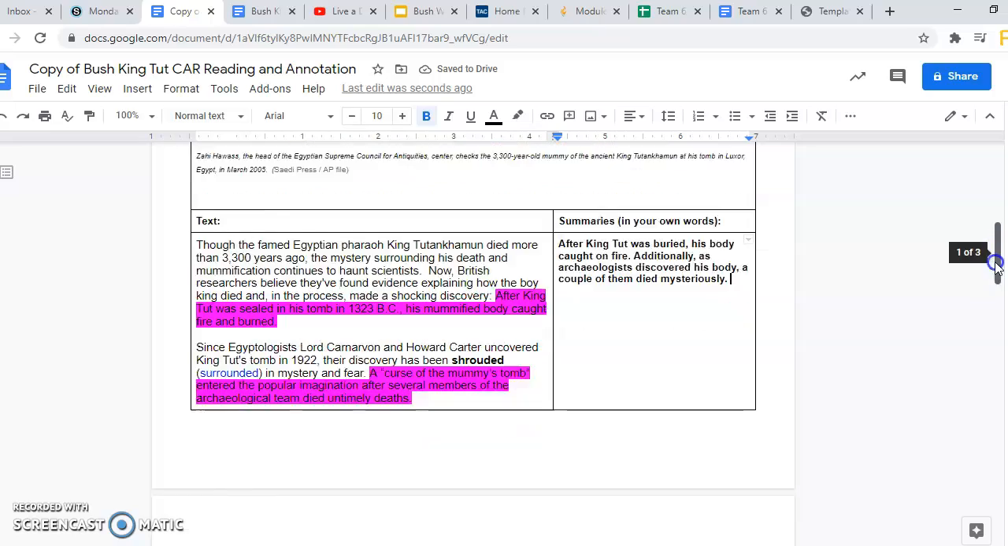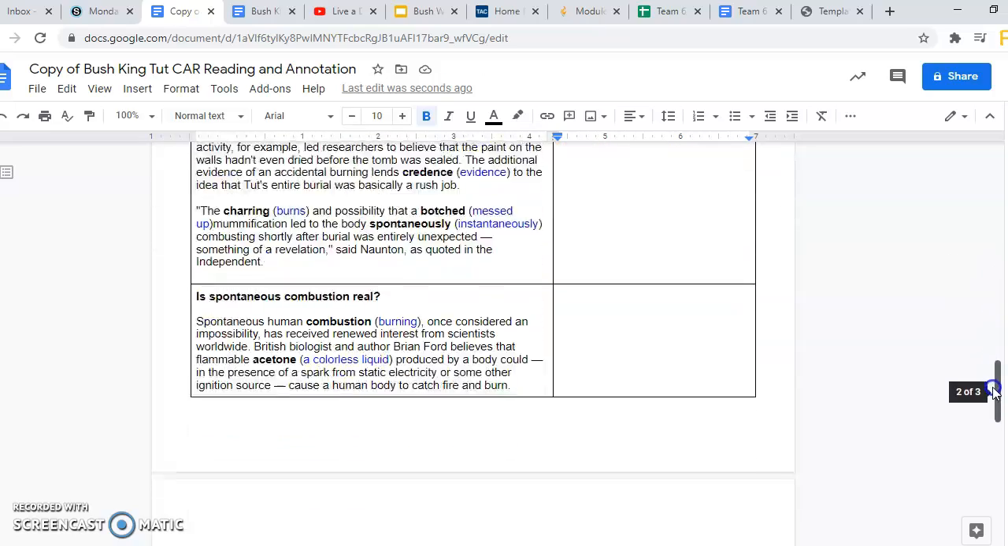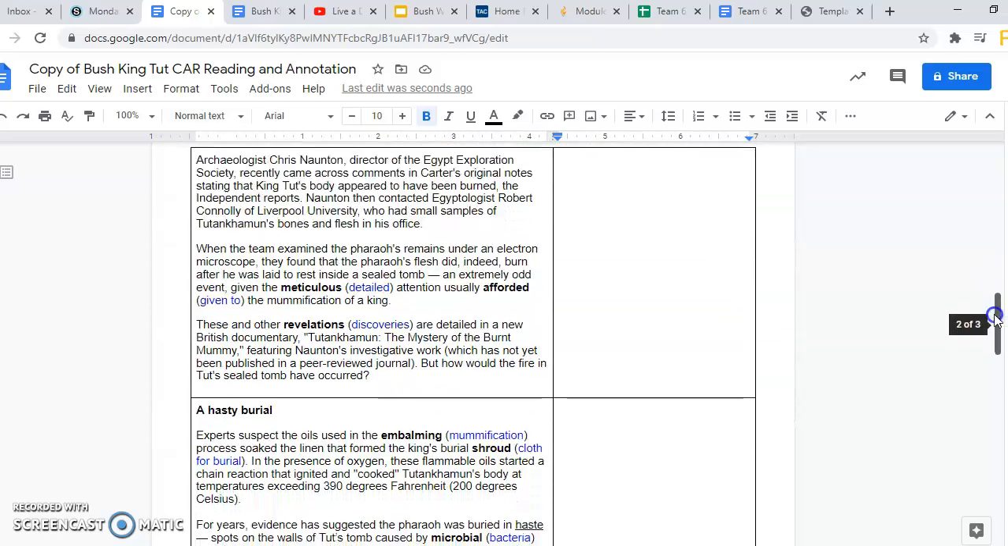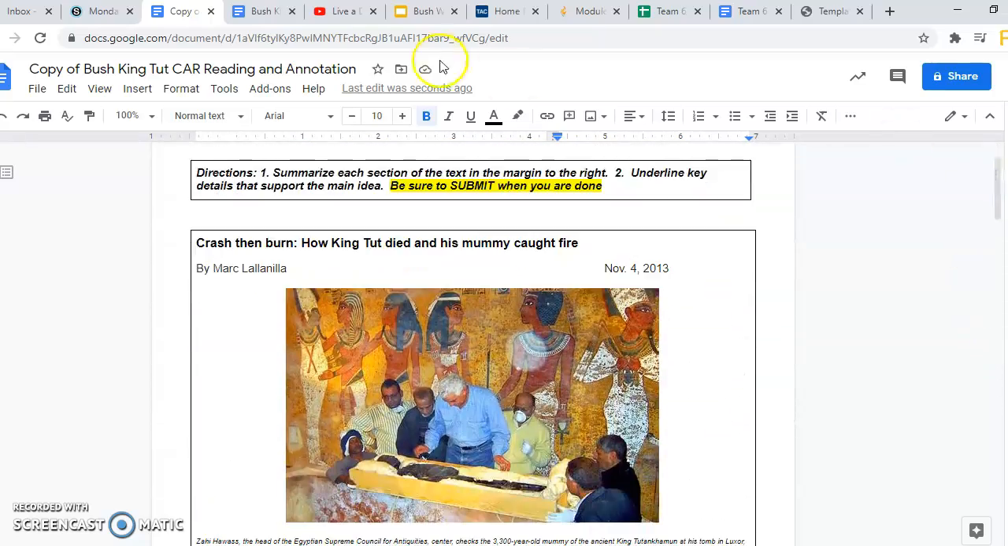So we went through and did the same. I asked students to do the same process with the other three text boxes: read, highlight or underline, and then summarize, and then make sure that they submit that in Schoology.